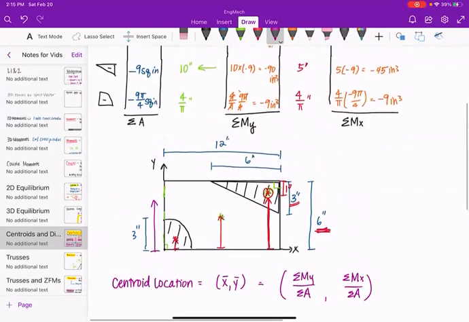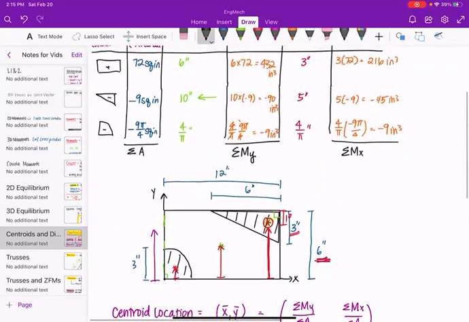So if I look back up here, my sum, oh, I should actually solve these, huh? So 72 minus 9 minus, hold on. Well, I'll just leave it as that. So this one is 63 minus 9 pi over 4. That's the whole sum of the area column. This is 432 minus 90 minus 9. So that's 333.